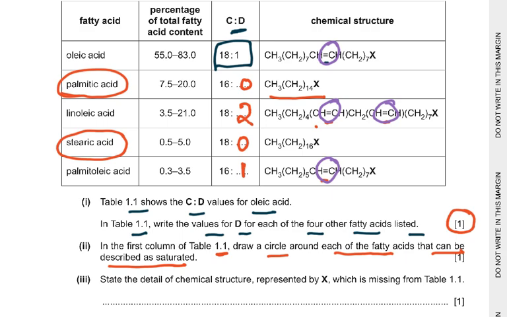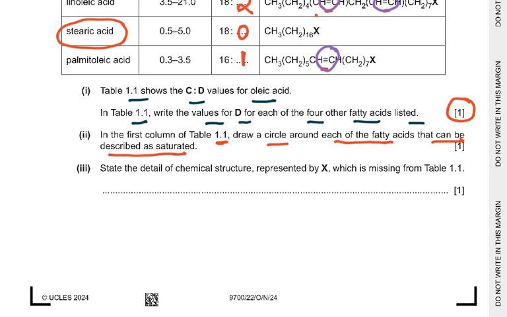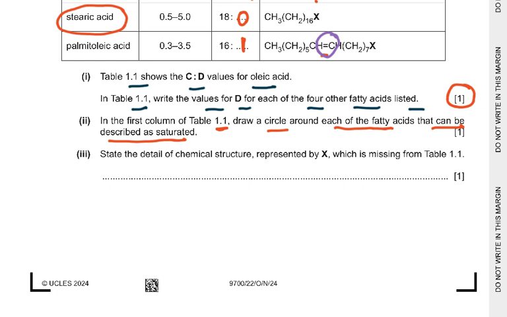Then, of course, if you've done this part of the question before, only then you should see this video. Number 3, state the detail of chemical structure represented by X which is missing from Table 1.1. So what are these X's? It's very easy. It's carboxylic acid group. Or you could have said COOH. Or you could have said carboxylic acid group.